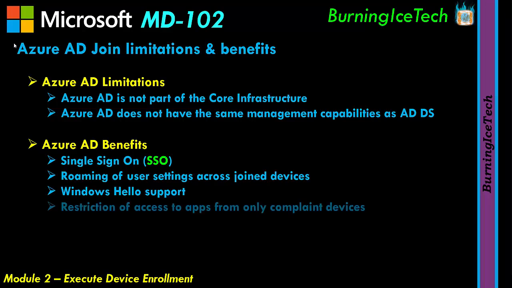You also have restriction of access to apps from only compliant devices. So people will not be able to access certain applications unless their devices are compliant. You, as the administrator on the Azure portal, will be able to choose what the criteria is for a device to be marked as compliant. This can be something as simple as it needs to be in a certain location, geographically speaking. We normally do this with IP addresses, public IP addresses, that is.